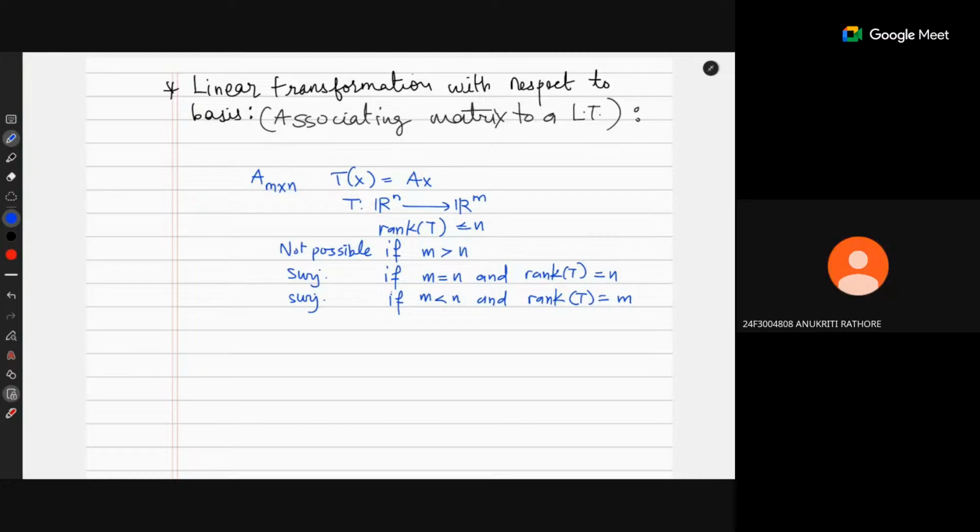Sir, if m is equal to n, is it safe to say that it is always surjective, given it is injective? Yes, whenever it is injective, it will be surjective, because of the rank-nullity theorem. Okay, sir.